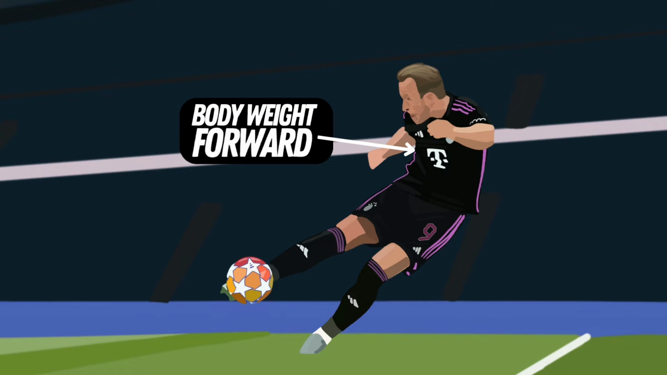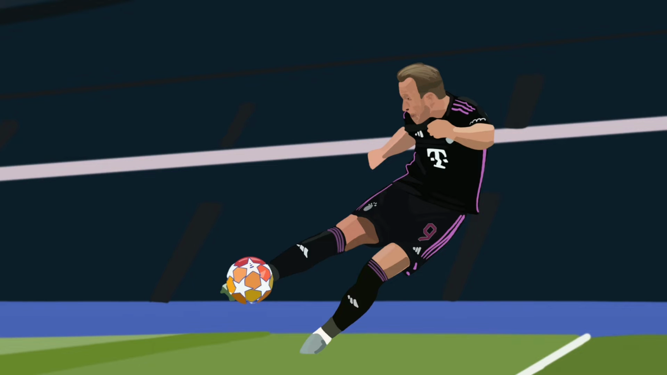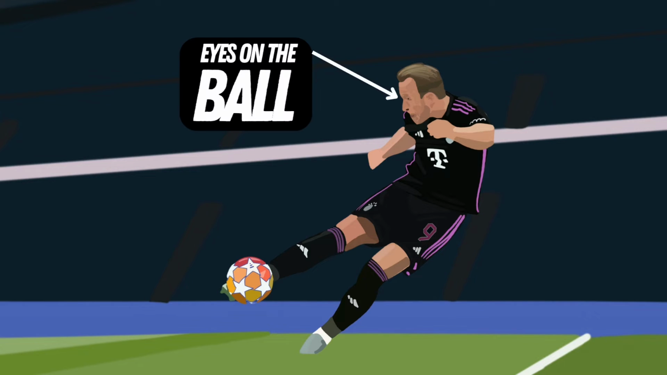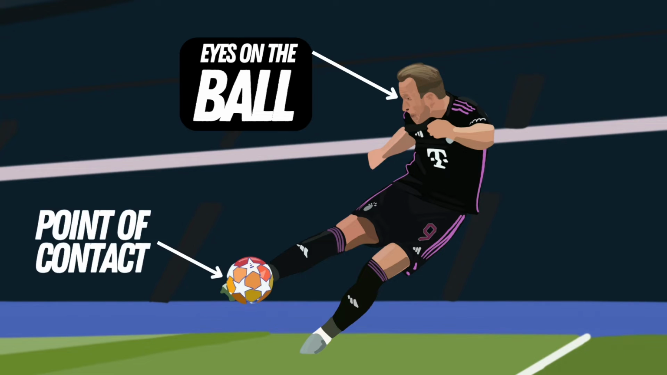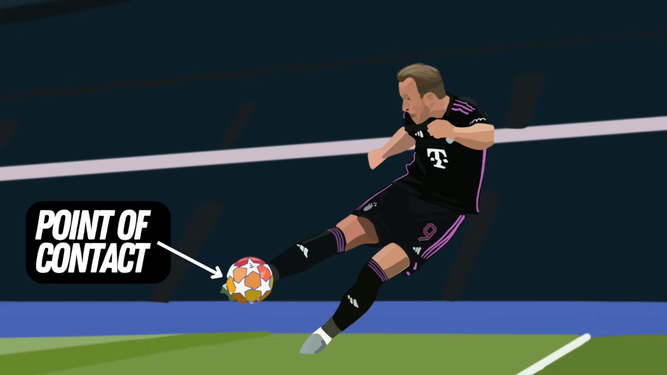And when you're striking the ball in these situations, focus on getting your body weight forwards so your chest is over the ball. This can help control the shot, and it helps you control your body as you're focusing your eyes on the ball. If you can control your body and control your focus, then you can really make sure that your point of contact is strong.